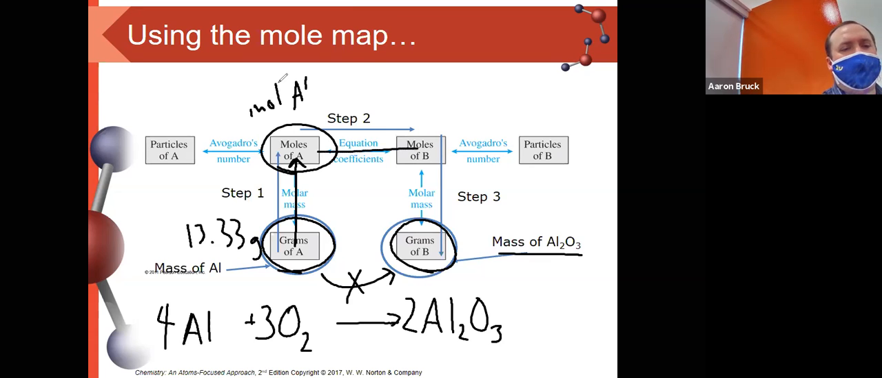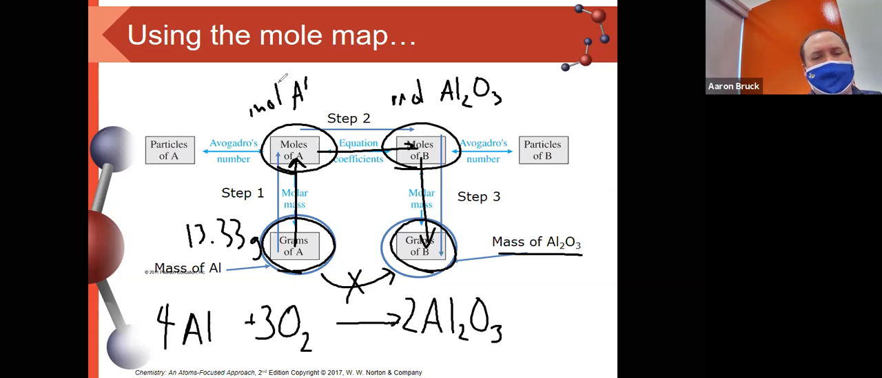I've got to go from moles of aluminum over to moles of aluminum oxide. And then I've got to go from moles of aluminum oxide down to grams. So that's my game plan overall. Now the mole map tells me how I'm going to get there. In this step, you're going to use molar mass. In this step, you're going to use the equation coefficients. In the last step, you're going to use molar mass. And that's fine and good.